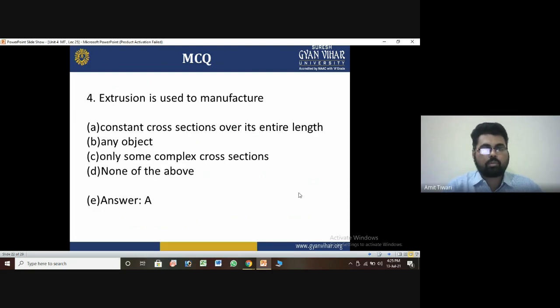Fourth question: extrusion is used to manufacture: A, constant cross section over its entire length; B, any object; C, only some complex cross sections; and D, none of the above. So the correct answer is A, extrusion is used to manufacture a constant cross section over its entire length.